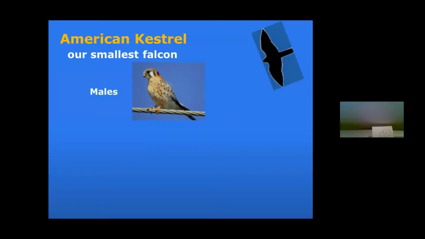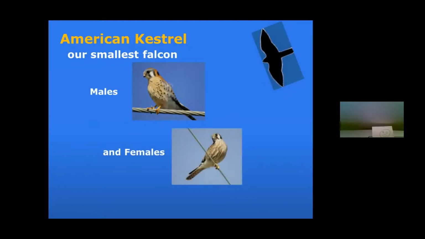We see them everywhere. Males have beautiful blue and gray coloration on the back, and the females are brown with brown striping, and what I call the two-fisted stripe here. You've got the mustachio stripe, and then the postocular stripe. Pretty distinctive.